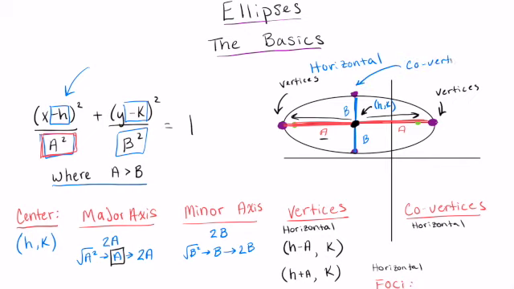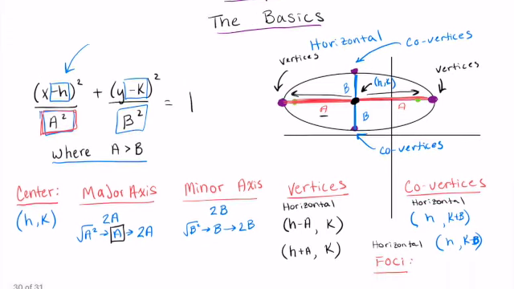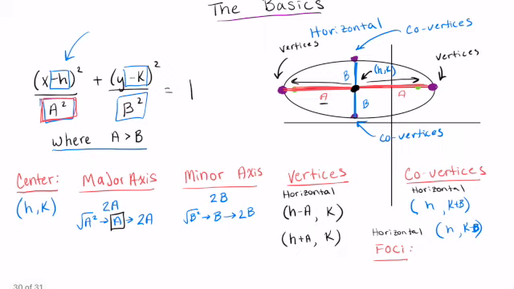Now my co-vertices are always attached to my minor axis. Again, my co-vertices are always attached to my minor axis. And very similar to the vertices, we always look at my center again. Okay? So with my center, H is actually going to stay the same this time because we're moving up and down when our ellipse is horizontal. So that means that I'm going to have K plus B, H will stay the same, and then I'm going to have K minus B. And that's going to give me the locations of my co-vertices.